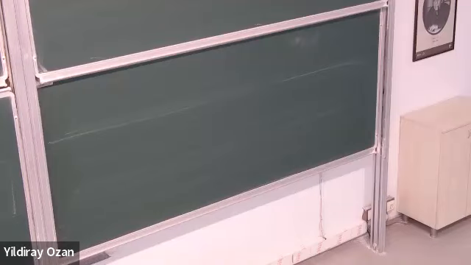You were asked, so this is a one form on R2 minus 0, 0, right? It is defined everywhere.